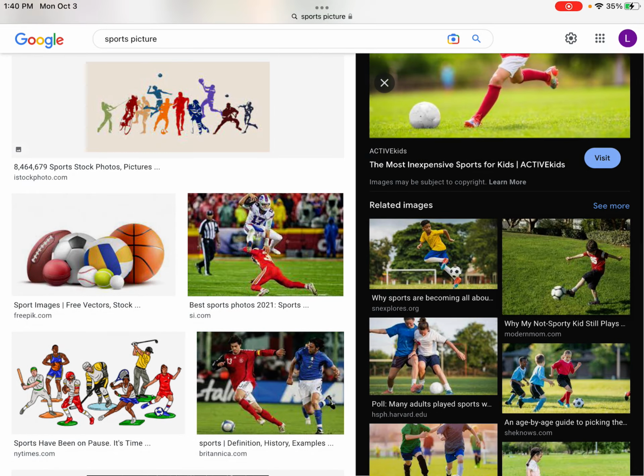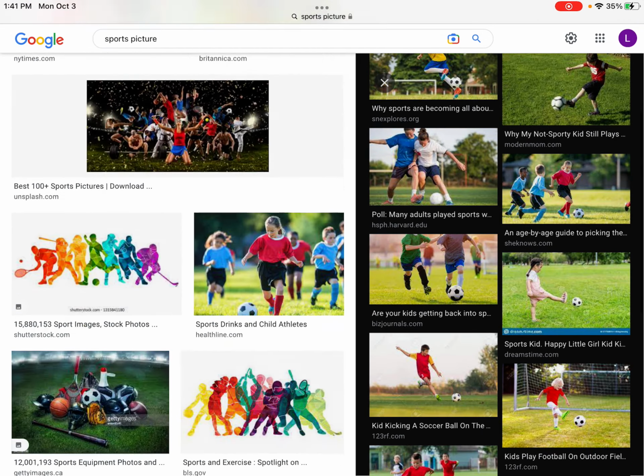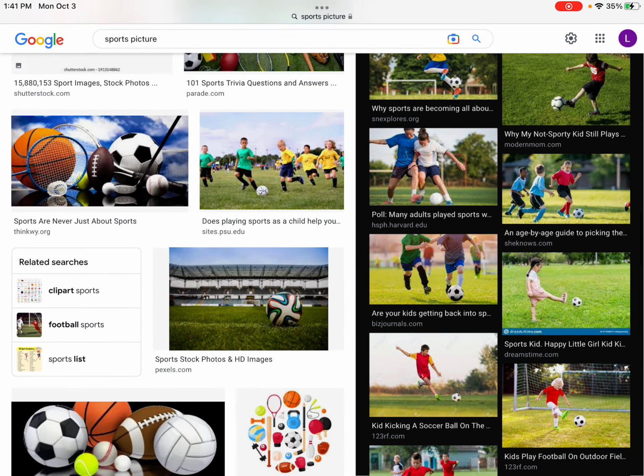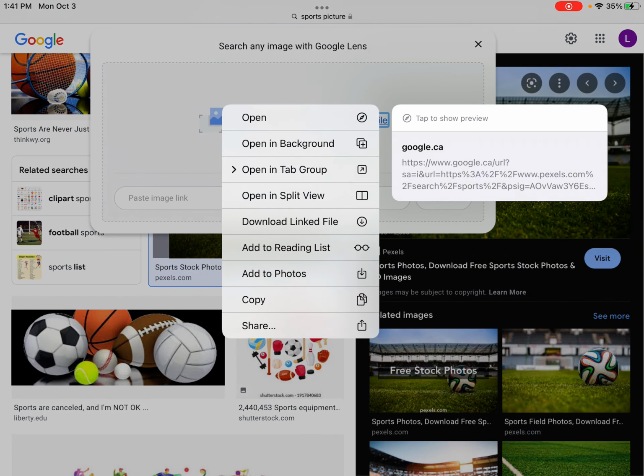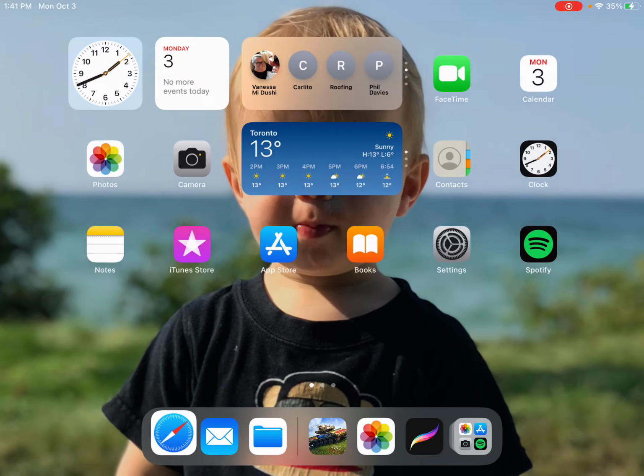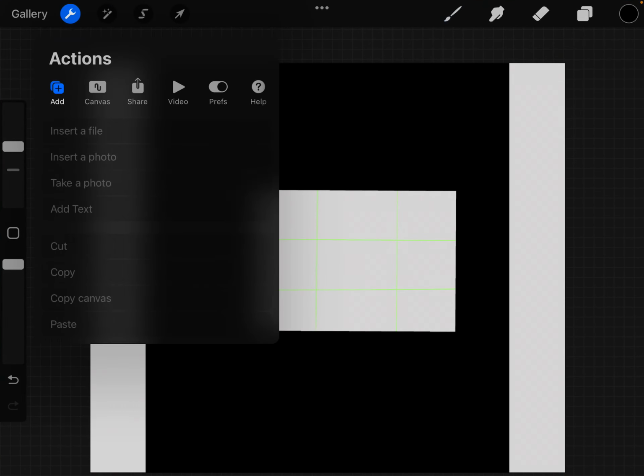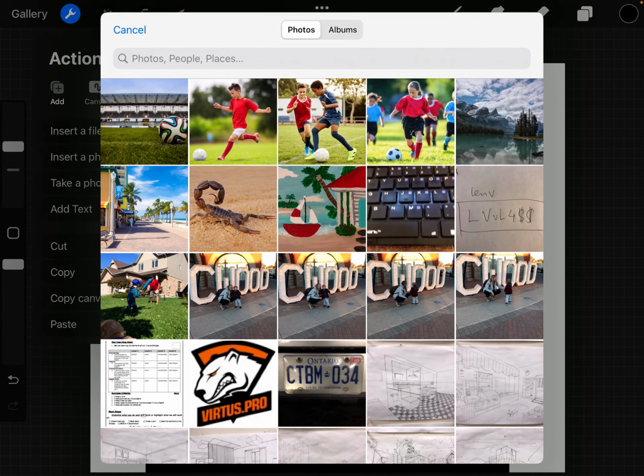Done. Add to photos. And let's do another one. Let's call it. Oh, here we go. We already have it here. Add to photos. Cool. Okay, I got a couple of photos now. I got my Finder here.